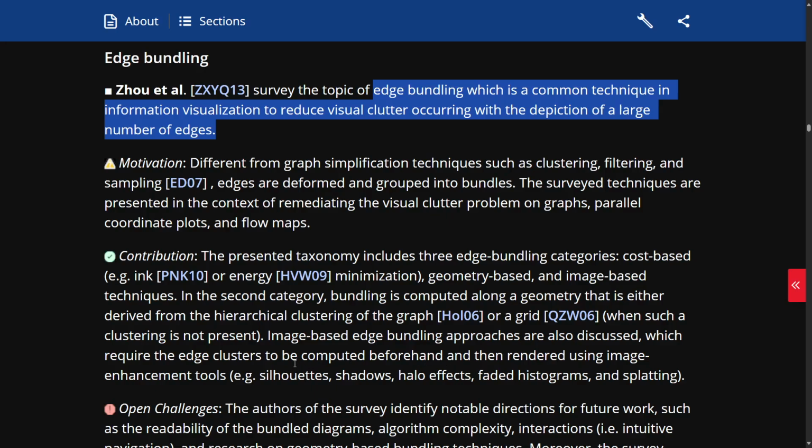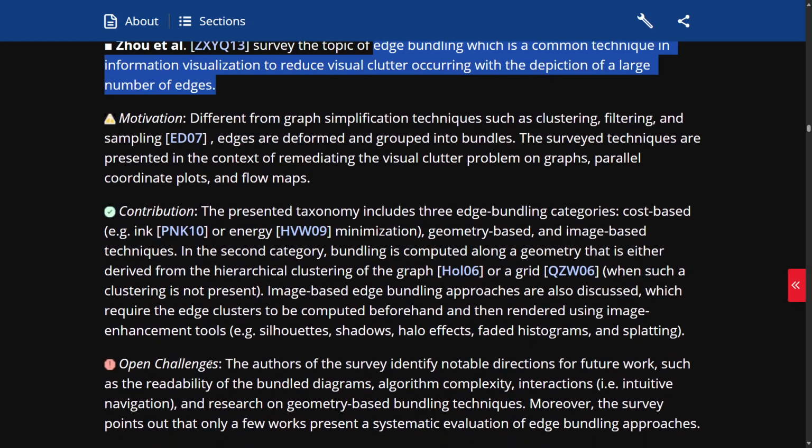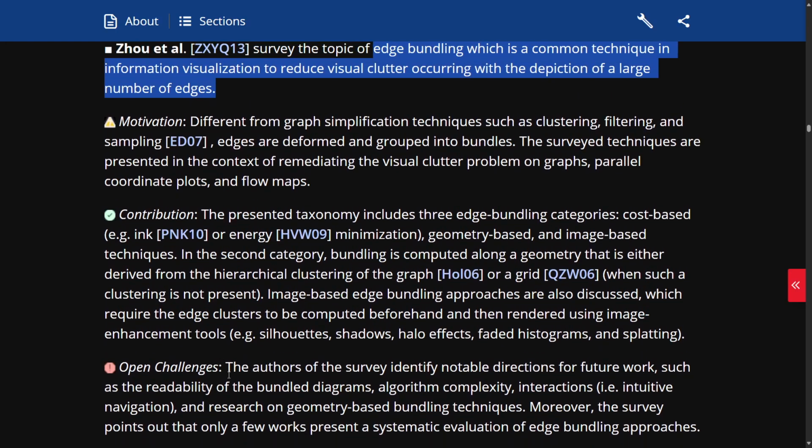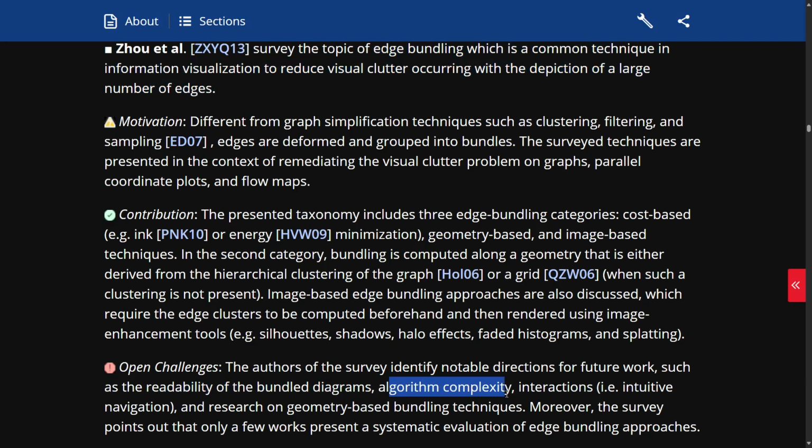Open challenges. The authors of the survey identify notable directions for future work, such as the readability of the bundled diagrams, algorithm complexity, interactions, i.e.